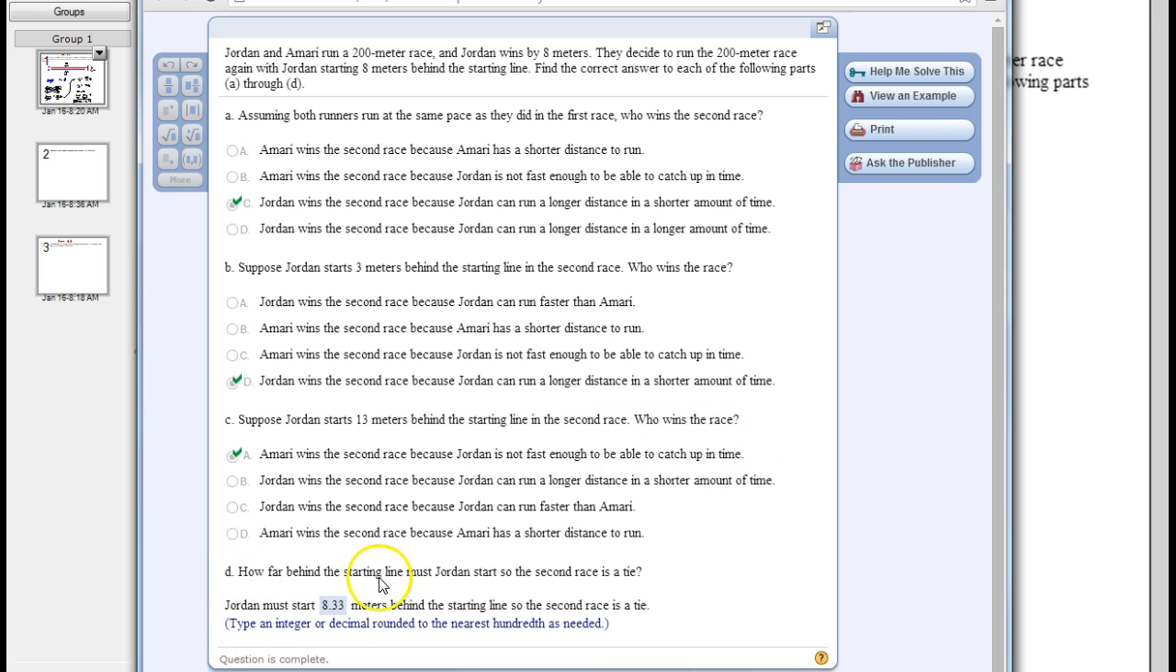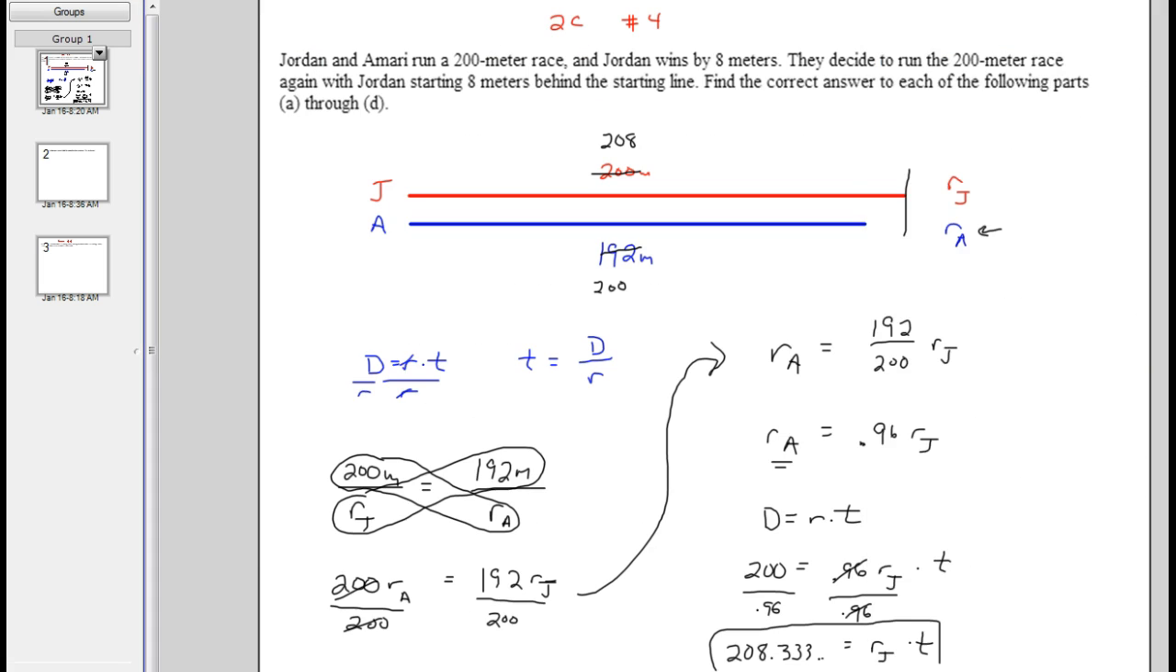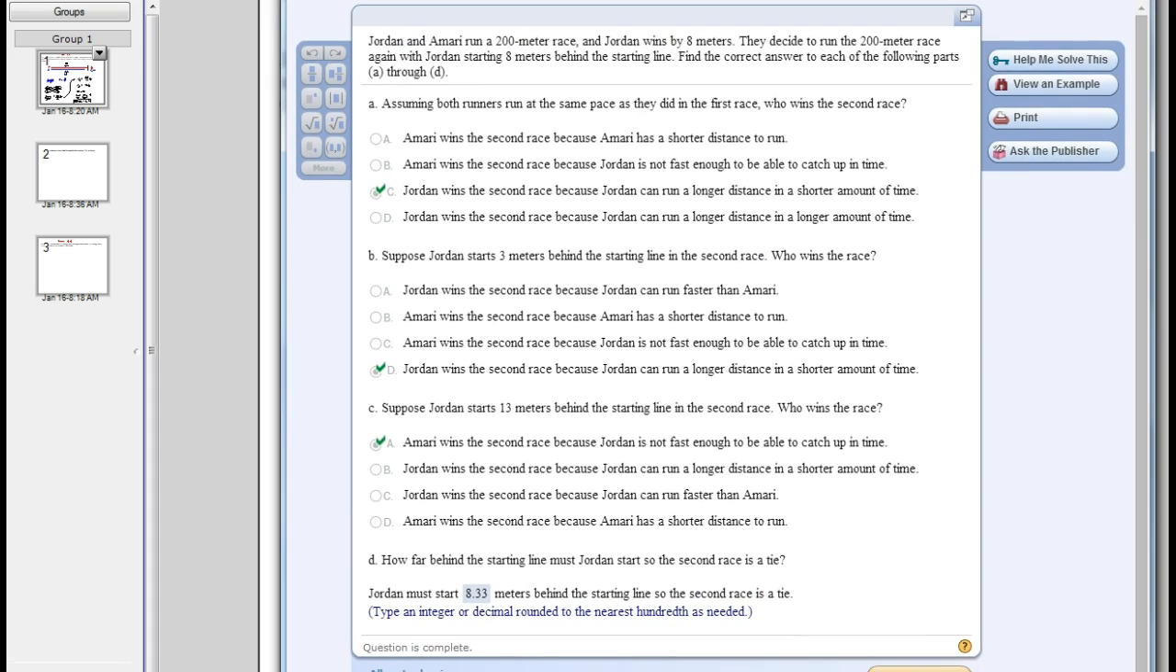All right, and then D, how far does he have to be back for them to tie? That's just this 208.33333 that we get for Jordan's distance. If you just subtract the 200 that Amari needs to finish, then you get the 8.33. That's how many meters he needs to be back for it to be a tie. All right, so that's the way.